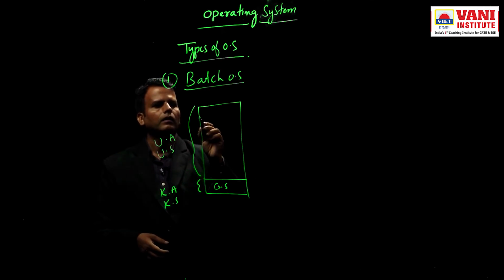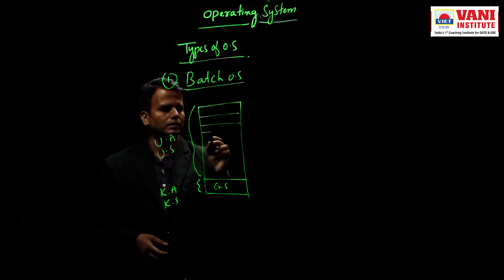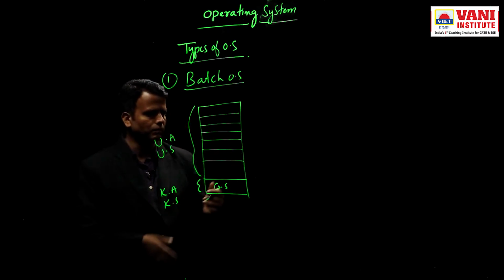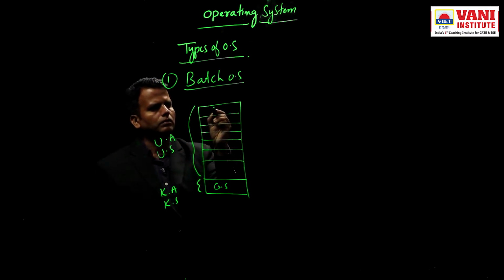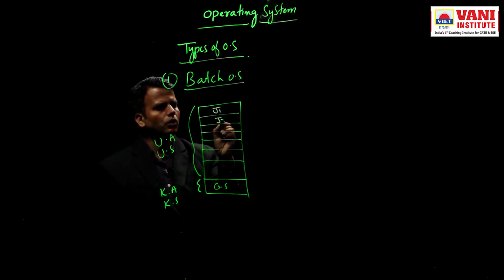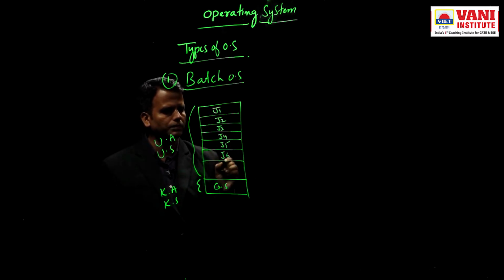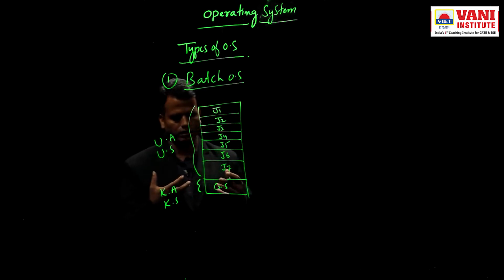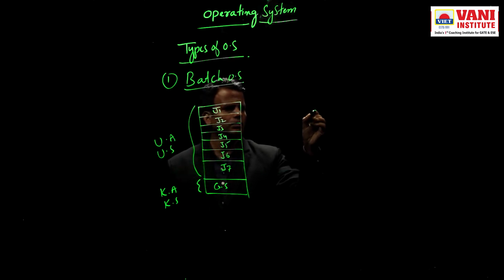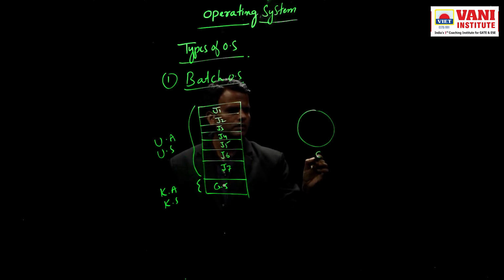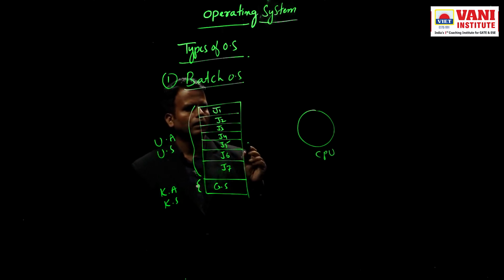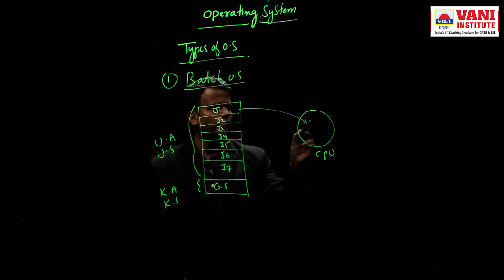User space, generally it is a big one and it is divided into multiple parts to keep multiple processes. Now job 1 is here, job 2, job 3, job 4, job 5, job 6, job 7. So 7 jobs are present in user space. Let's see what is the meaning of this. This is the CPU. Now we are scheduling job 1 on the CPU.